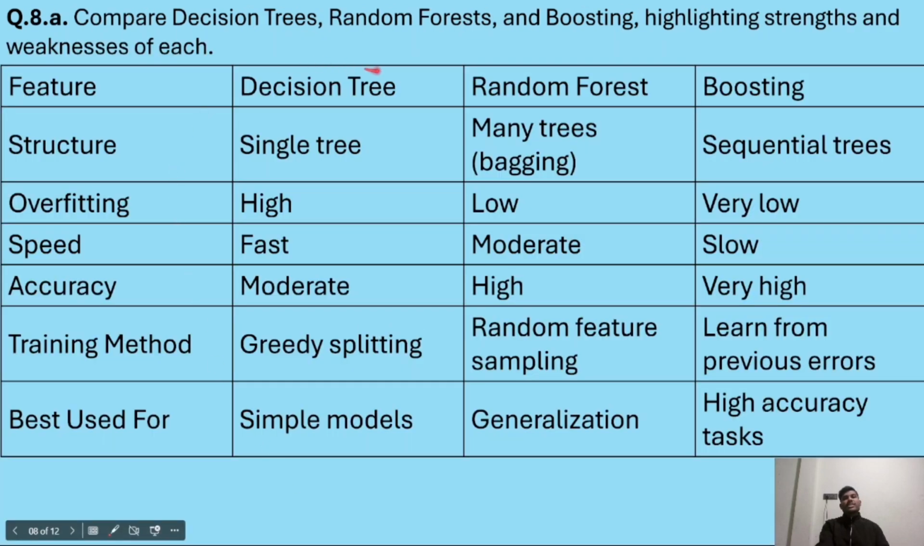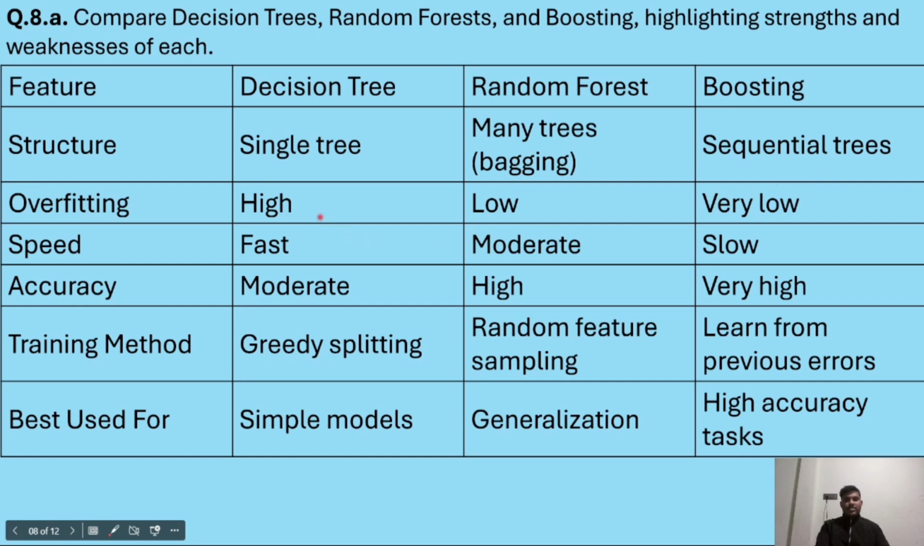Question number 8: compare decision trees, random forest and boosting, highlighting the strengths and weaknesses of each. So in features we have structure, overfitting, speed, accuracy, training method and best used for. The decision tree structure is a single tree, random forest is many trees or bagging, and boosting is sequential trees.